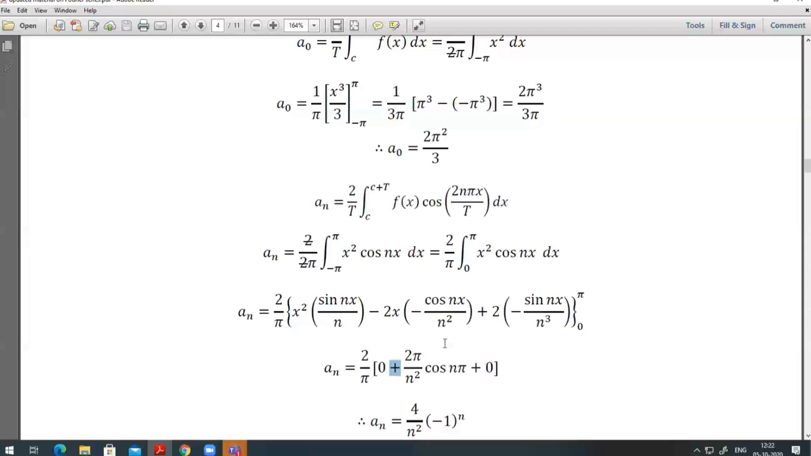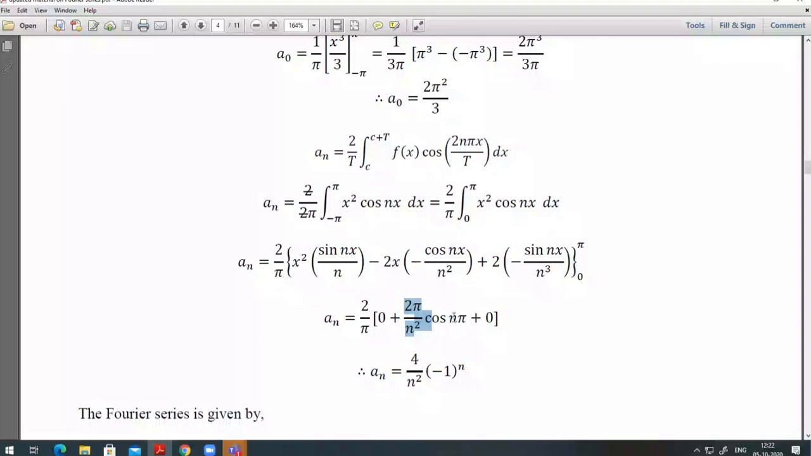So next, since the lower limit is 0, we have a multiplication x, so all three terms will be 0 for the lower limit. Okay, so we only have the term 2 pi by n square into cos n pi. This cos n pi is minus 1 power n. So multiply, pi gets cancelled. So 2 divided by pi into 2 pi by n square. So we get 2 into 2, 4, pi gets cancelled, 4 by n square into cos n pi, which is nothing but minus 1 power n.